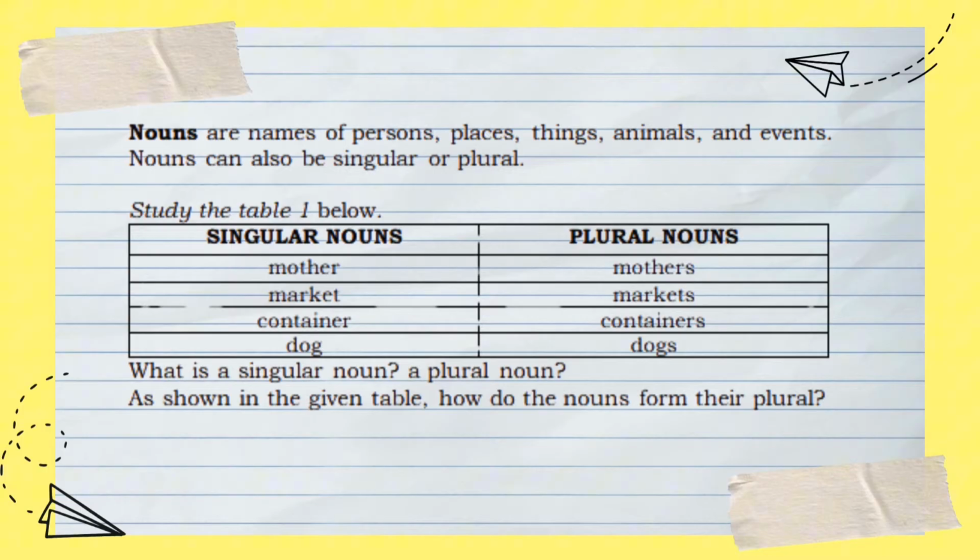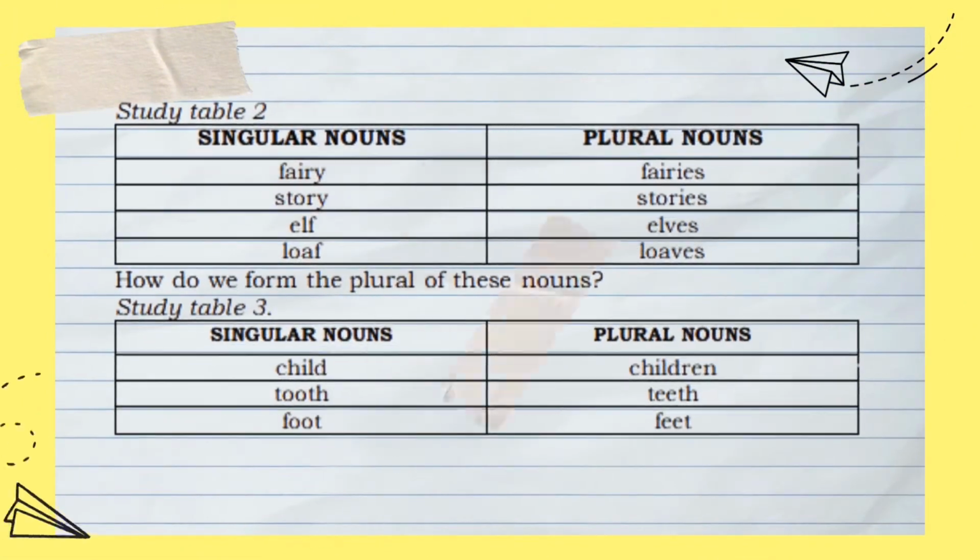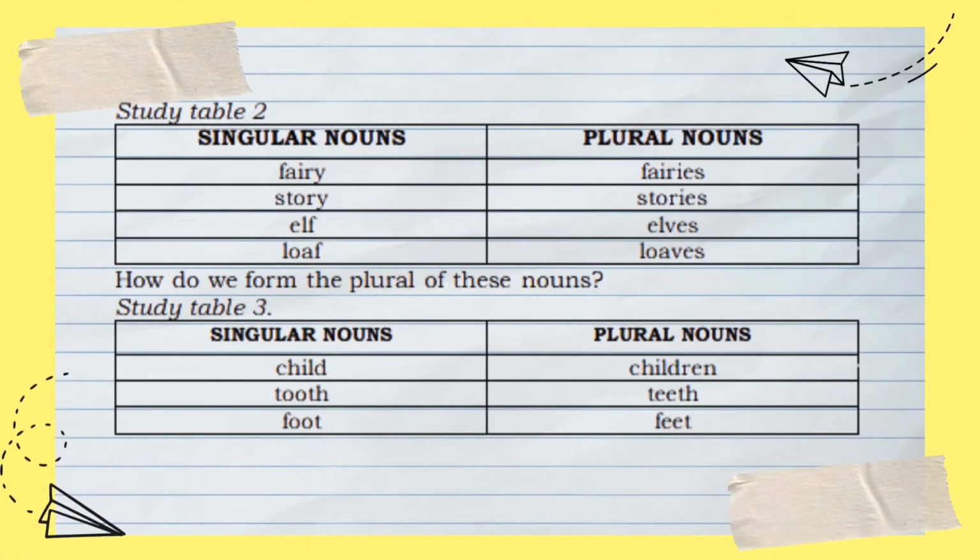Okay, so going back to this table, how do the nouns form their plural form? So as we observe, from the singular nouns, we just add s to the base form of the word to make it in a plural form. So first, that is for table 1. So we just add s to the root word to make it in a plural form.